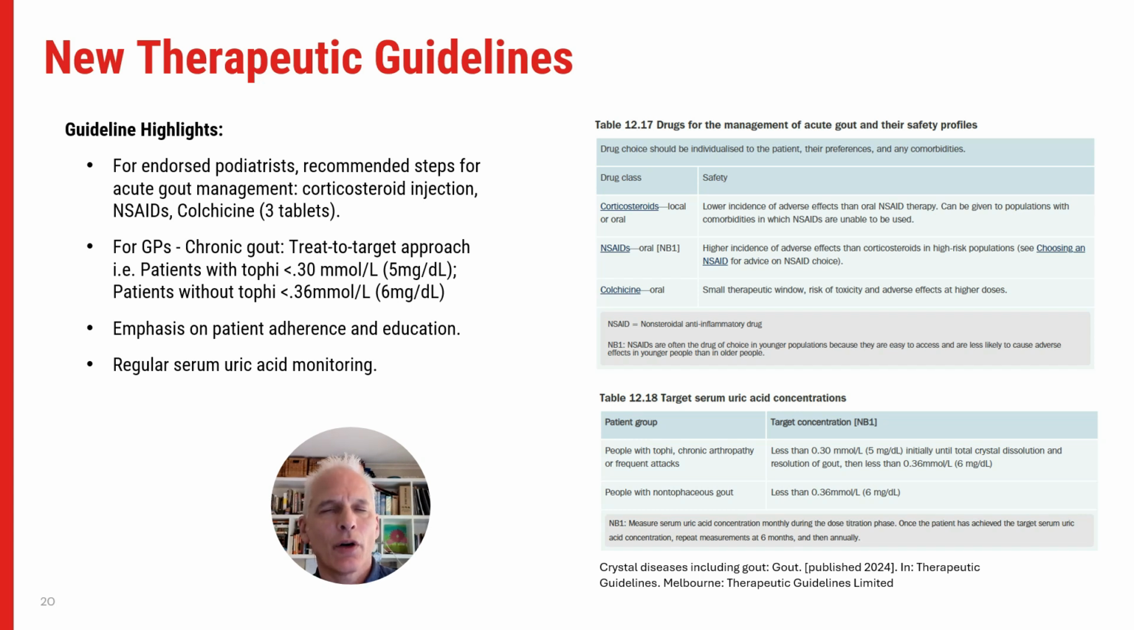For GPs who are managing chronic gout, there is a treat to target approach, and this is all based on the current therapeutic guidelines, which was revised in 2024. So patients with TOFI, they're looking at trying to get their levels below 0.30 millimoles per litre, and patients without TOFI, we're trying to get it below 0.36 millimoles. So that's using typically allopurinol. Obviously there is an emphasis on patient education and making sure they adhere to the program, and you need to regularly measure their serum uric acid levels to monitor how they're going.